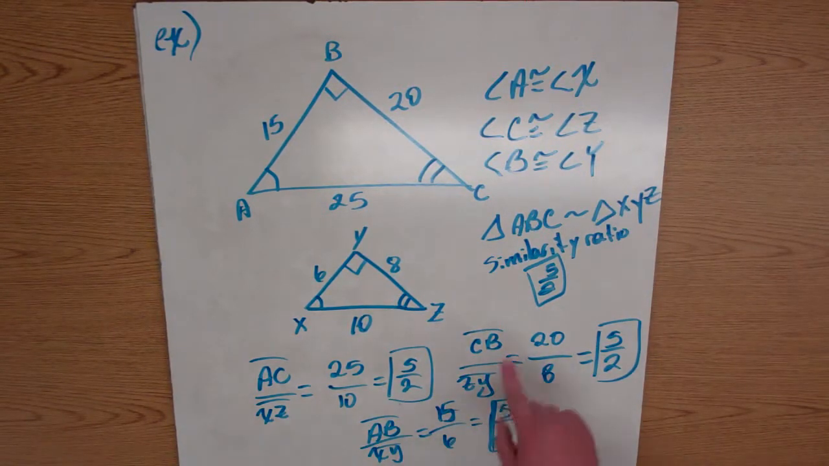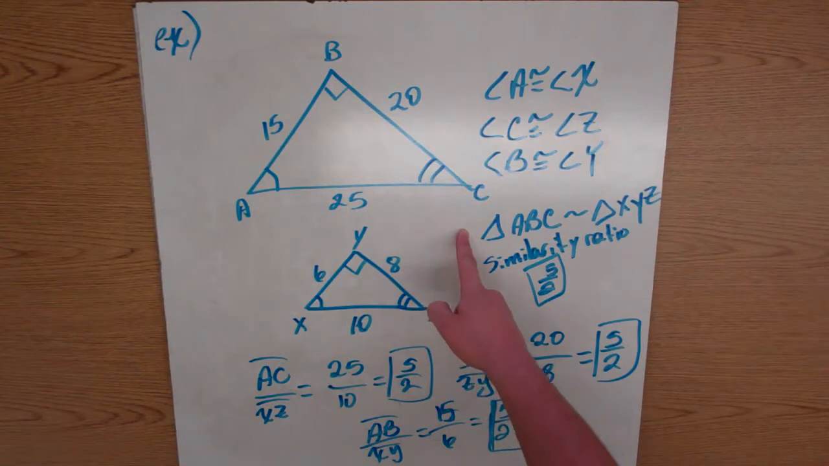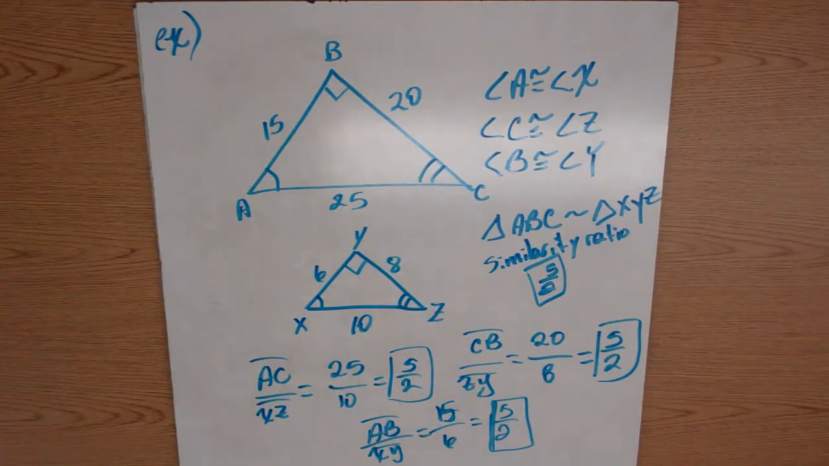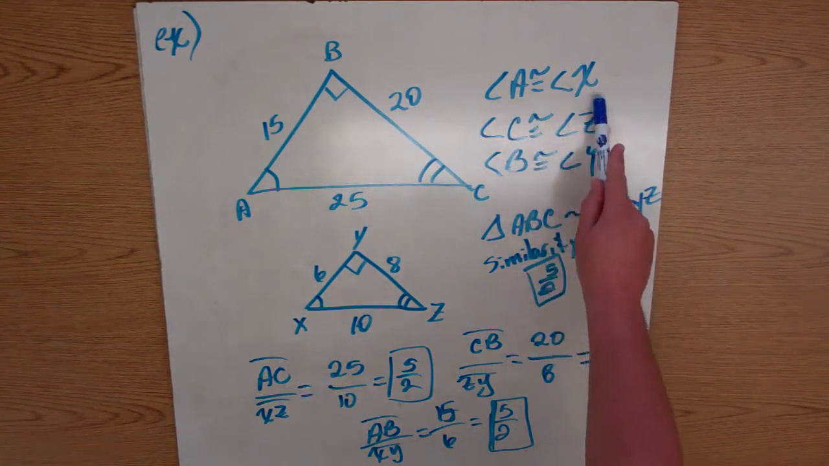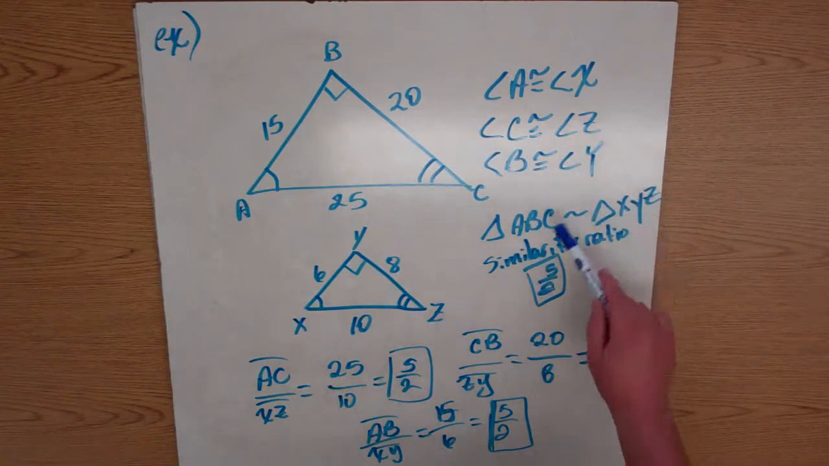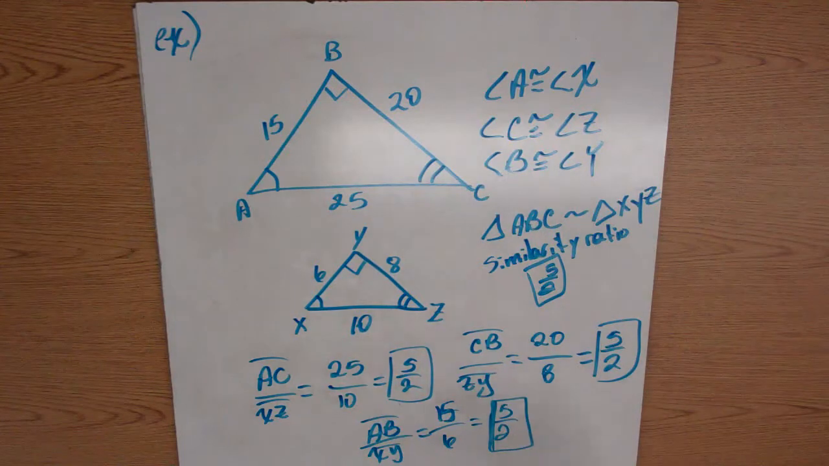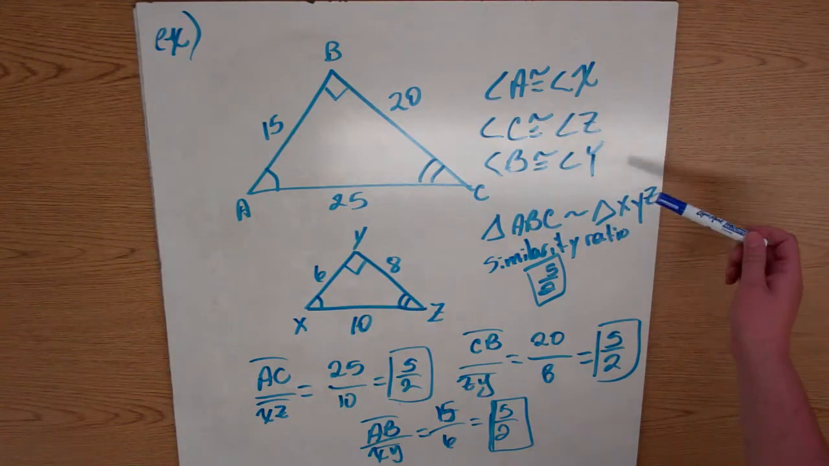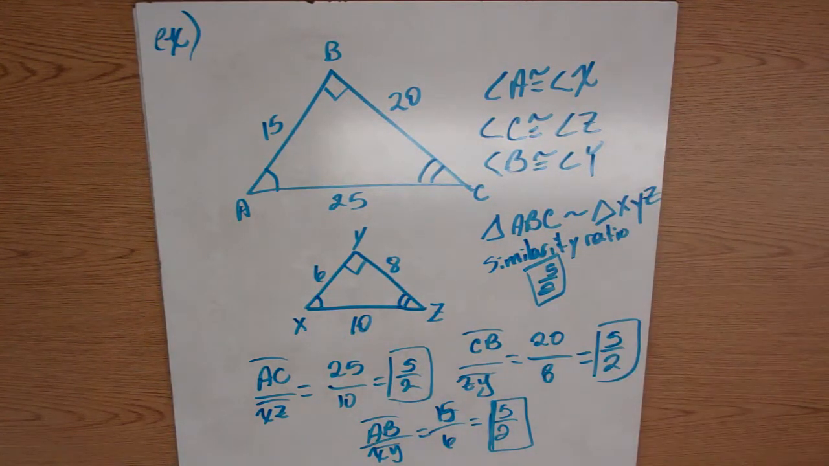So we've got to remember, in a similarity statement you have to keep the letters in the same order. A is congruent to X, so A and X start. B and Y are next, and then C and Z. Just like a congruent statement, they have to be in the same position in the statement. Let's do one more problem, and I think I'm going to call this video a wrap.